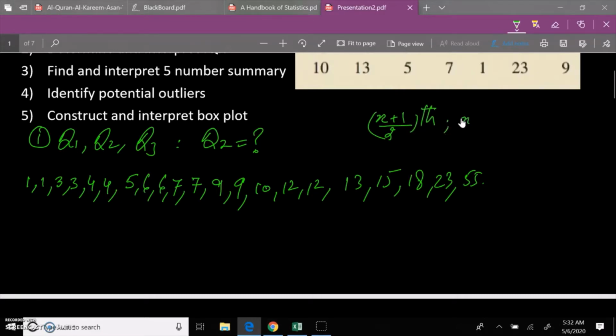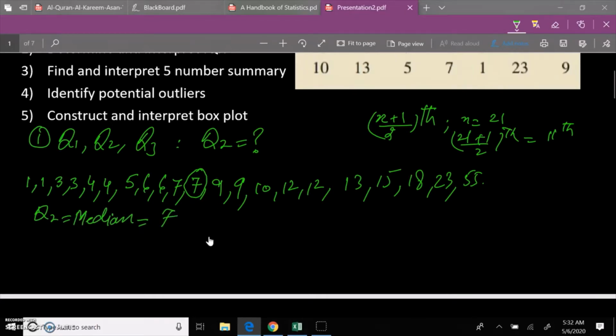Now our n is 21, so it's the (21 plus 1) divided by 2th position, and 21 plus 1 is 22. 22 divided by 2 is the 11th position. So our median will be the value at the 11th position in this arranged list. Let's see: 1, 2, 3, 4, 5, 6, 7, 8, 9, 10, 11. So this number, 7, is the median. So our second quartile, Q2, which is also the median of the entire data set, is equal to 7.